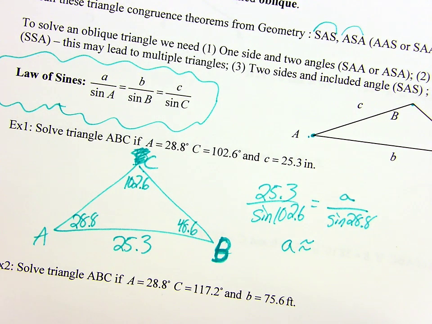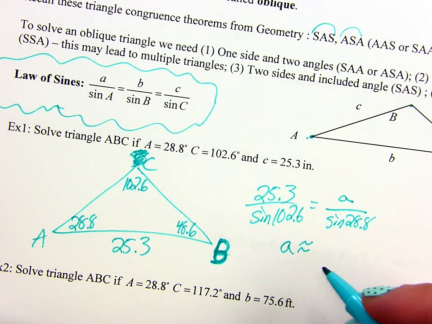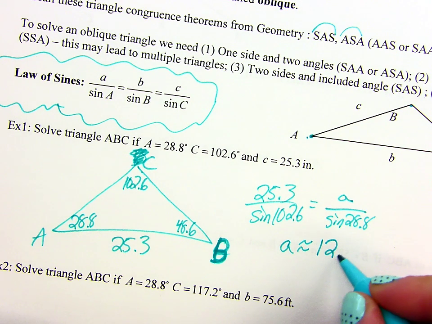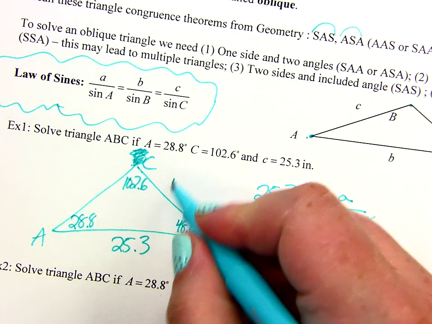12.489. And what place would we round to? The whole problem uses significant figures. 12.5. The least amount of sig figs I have in this is 3, so I should have 3 in my answer, 12.5. Now, that's only side A. I also need side B.